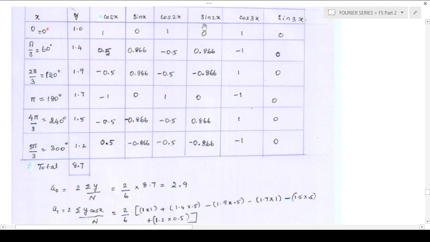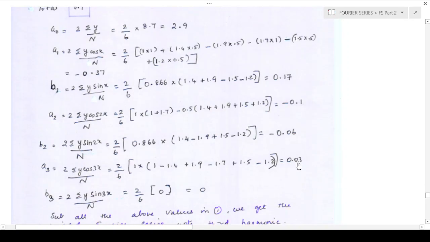Okay, b2, if you want to find, see here, two zeros, other than that 0.86. So 0.86 into, within bracket, 1.4 minus 1.9 plus 1.5 minus 1.2. For y cos 3x, it will be 1 into, all are 1. So 1 into 1.0 minus 1.4, 1.9 minus 1.7 plus 1.5 minus 1.2. If you write, you'll be getting the answer for summation y cos 3x into 2 by 6. If you evaluate, you'll be getting the a3 value.